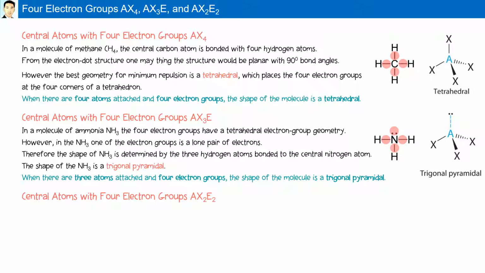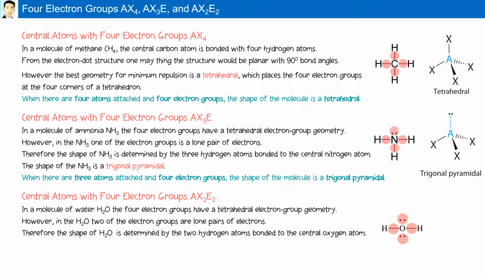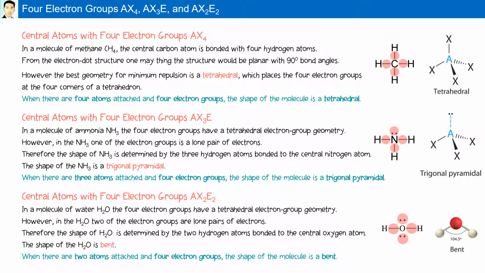Central atoms with four electron groups, AX2E2. In a molecule of water, the four electron groups have a tetrahedral electron group geometry. However, in water, two of the electron groups are lone pairs of electrons. Here we have the two bonds and the two lone pairs. Therefore, the shape of water is determined by the two hydrogen atoms bonded to the central oxygen atom. The shape of water is bent. When there are two atoms attached and four electron groups, the shape of the molecule is bent.